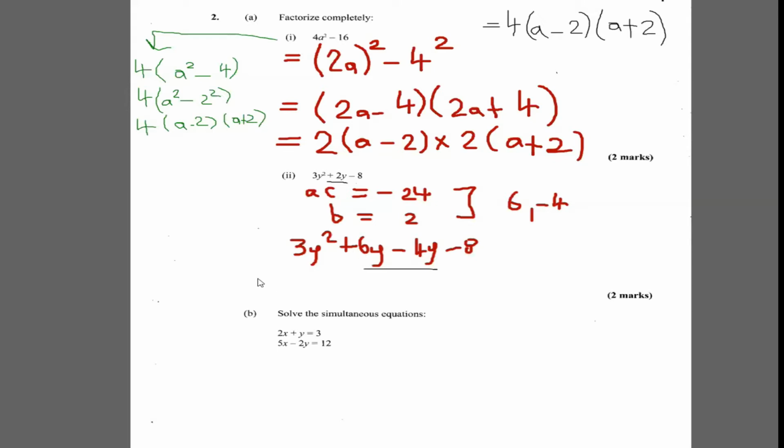Now the highest common factor between the first two terms is 3y. So we have 3y in bracket. Factoring out 3y leaves us with y, and factoring out 3y from 6y leaves us with 2. Then for minus 4y minus 8, we factor out negative 4, and we're left with y plus 2. So the result is 3y minus 4 times y plus 2. That's nice and easy.